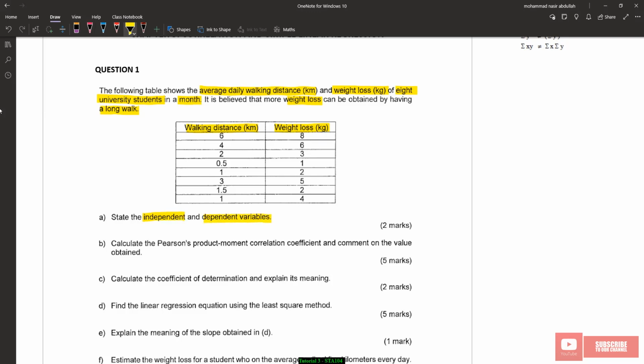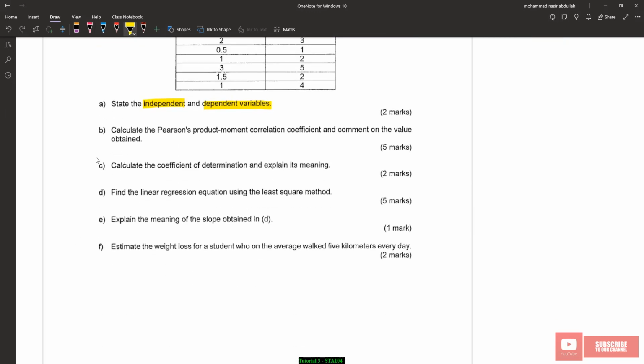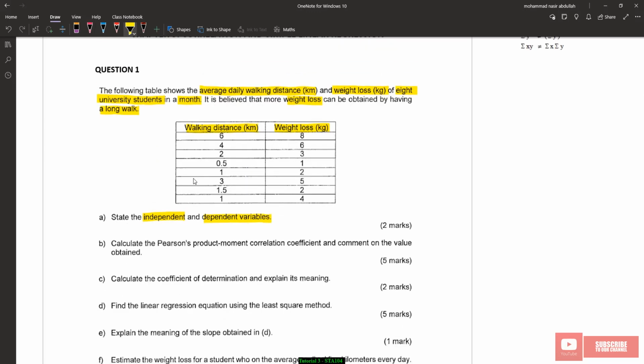Right. So this is the most important question and you need to be very careful in answering it. If you answer it wrongly, then you need to be aware that the subsequent questions, find linear regression, E, F, will all be wrong. So this is a very important question, whether it is 2 marks or 1 mark. Right? So now, does walking distance depend on weight loss, or does weight loss depend on walking distance?